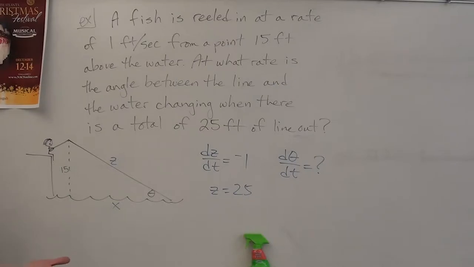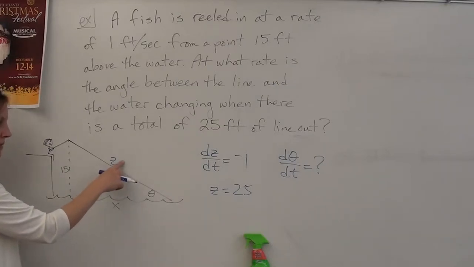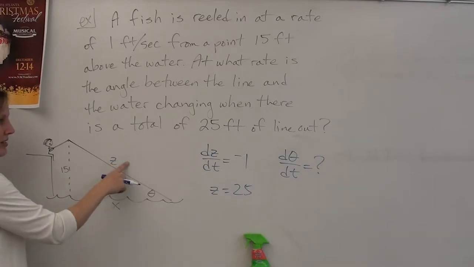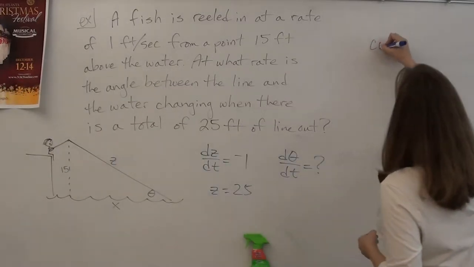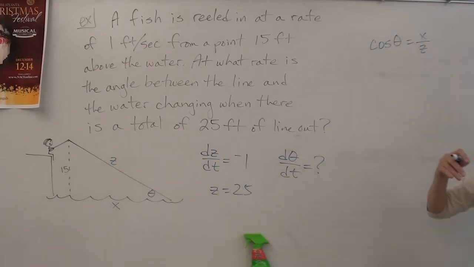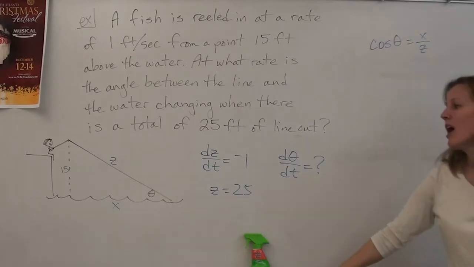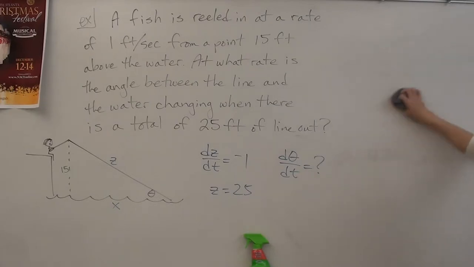Cosine. Okay. So cosine of theta would be x over z. And if we used that, suppose we wrote cosine theta equals x over z, then we need variables where we either know the rates or want the rates. We want d theta dt, we know dz dt, do we know dx dt? No. So let's try, is there a different trig function that we could pick? Sine. Sine is so much better.